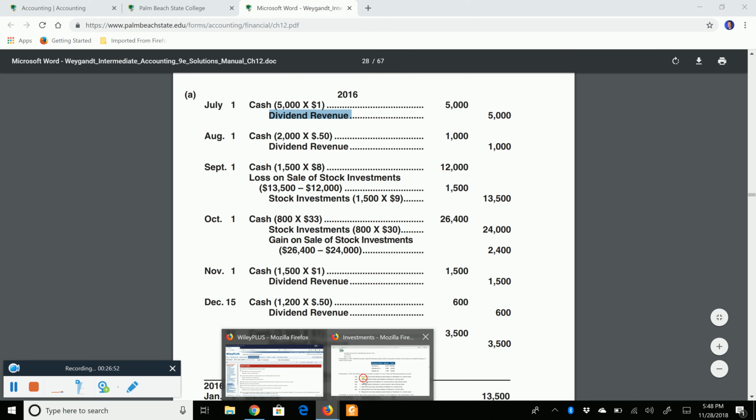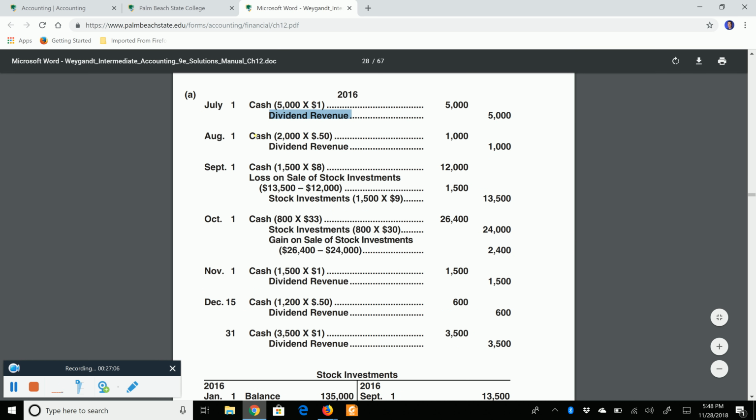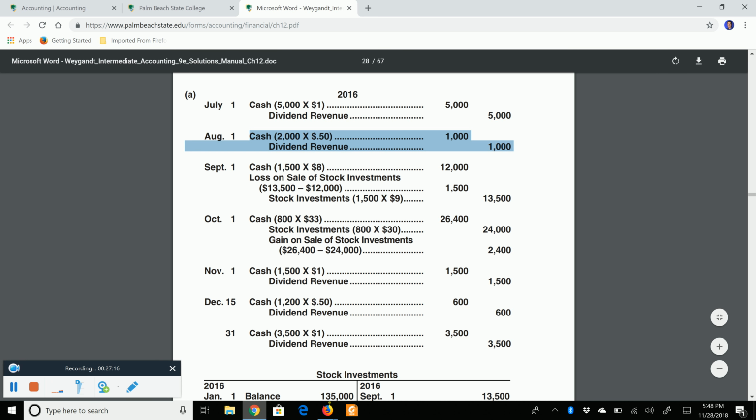But it's not. Okay, August 1st, we received a 50-cent per share dividend on Gehring. Very simple. Gehring, how many shares do we own? 2,000 shares times 50 cents a share. That's $1,000. And you can see the journal entry is exactly the same as the first one. We increase the cash account with a debit, and we will credit dividend revenue.